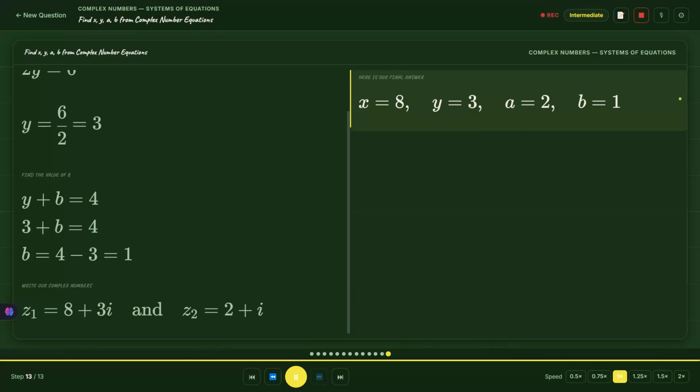The big secret was to compare the real parts and imaginary parts, then add the equations to make the unknowns go away one at a time.